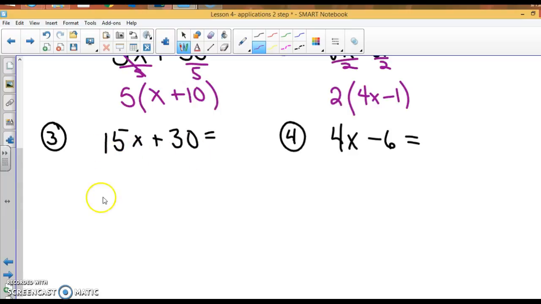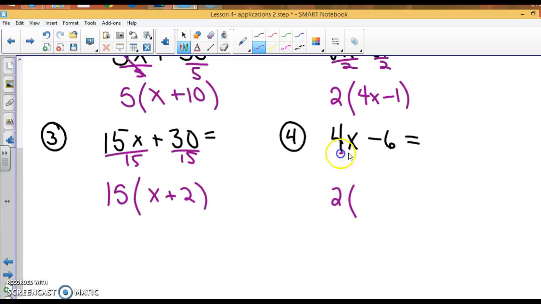What's the greatest common factor here? It's 15. So if I divide these both by 15, I will end up with x plus 2 in parentheses. Using the distributive property, I'll get what I started with. What can I factor out here? A 2. Divide these both by 2, and I will get 2x minus 3.